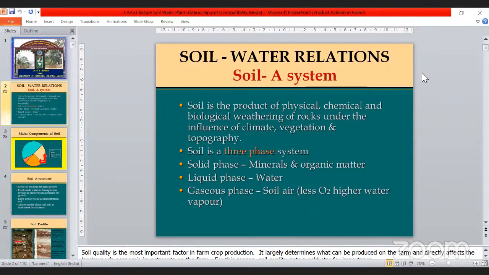What is the soil? Everybody has learned that soil is a product of the physical, chemical, and biological weathering of rocks under the influence of climate, vegetation, and topography. Now it's very important that three factors are responsible for soil development. There is a physical one, when the rocks are weathered and converted into sand and then into soil, and you can say the clay minerals over there. So physical weathering is there.